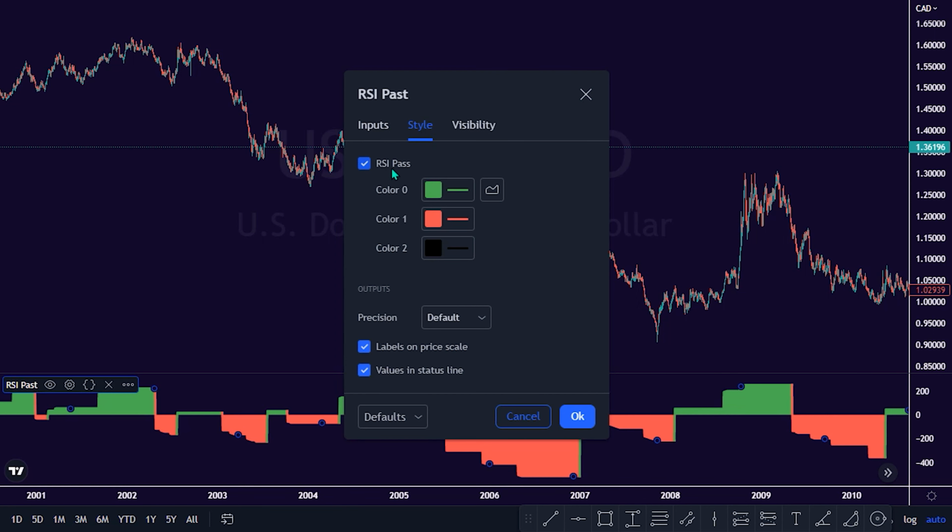Under the style, there's the RSI Past. Under the output settings, the precision is set to default. There are box options to tick labels on the price scale, and values in the status line. As a beginner new to this trading indicator, it's advisable to leave its default settings as is.